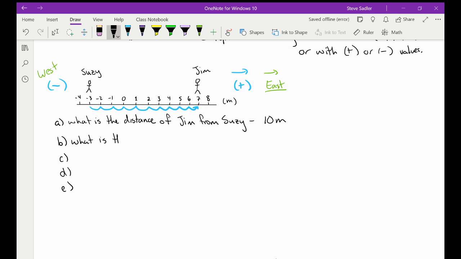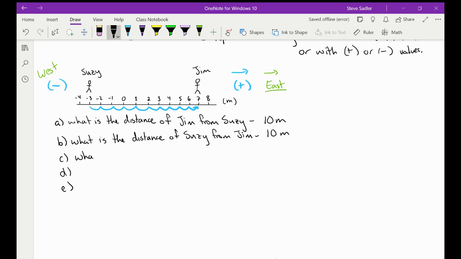What is the distance of Susie from Jim? So if Jim wanted to walk to Susie now, how far would he have to go? Well, we already know he has to go 10 meters, and because distance is a scalar, we don't even need a direction. So this answer is also 10 meters. That's kind of nice.